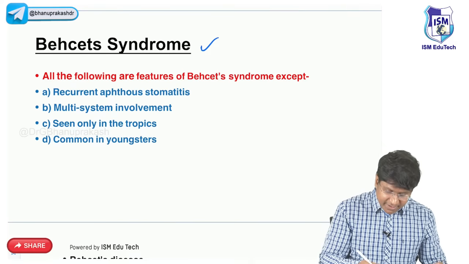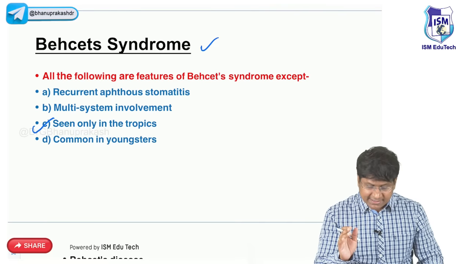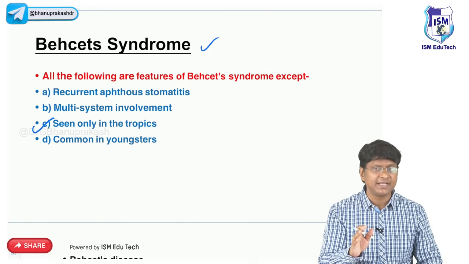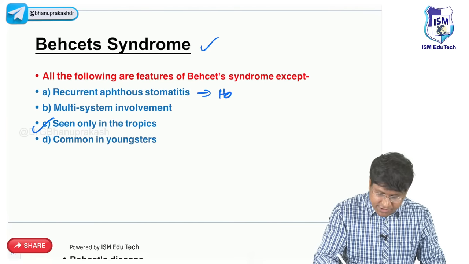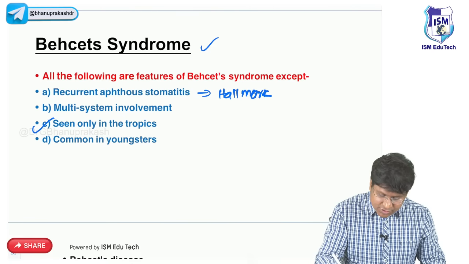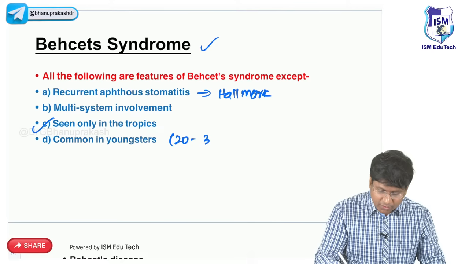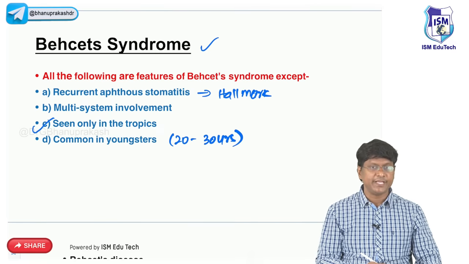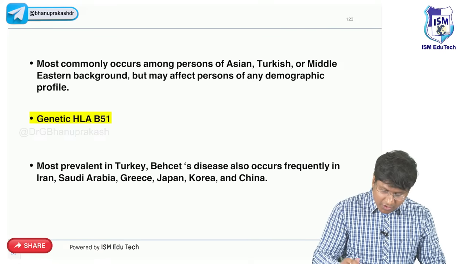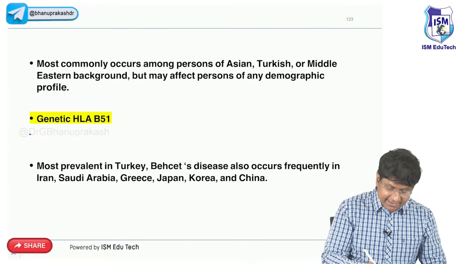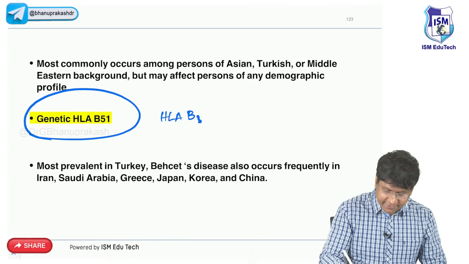oro-oculo-genital syndrome. And remember, Behçet's is not seen only in tropics. It is seen both in tropical and subtropical countries. The hallmark manifestation is recurrent aphthous stomatitis. Multisystem involvement will be there, and it is very common in youngsters of age group around 20 to 30 years. And the other name we have discussed is oro-oculo-genital syndrome. The HLA association is HLA-B51 or HLA-B5.